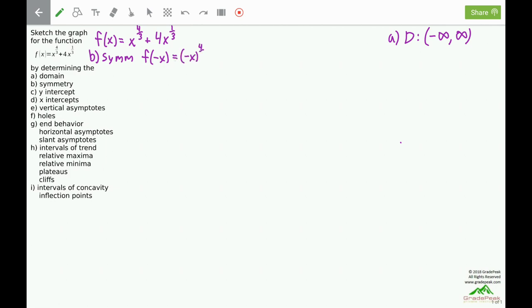F of negative x is negative x to the 4/3 power plus 4 times negative x to the 1/3 power. For the first term, the negative raised to the 4/3, the denominator is the root. The cubed root of a negative is negative. The numerator is the power. Negative to the 4th power is positive. The negative will come out of the 4/3 power as a positive. The x will stay inside of the 4/3 power.